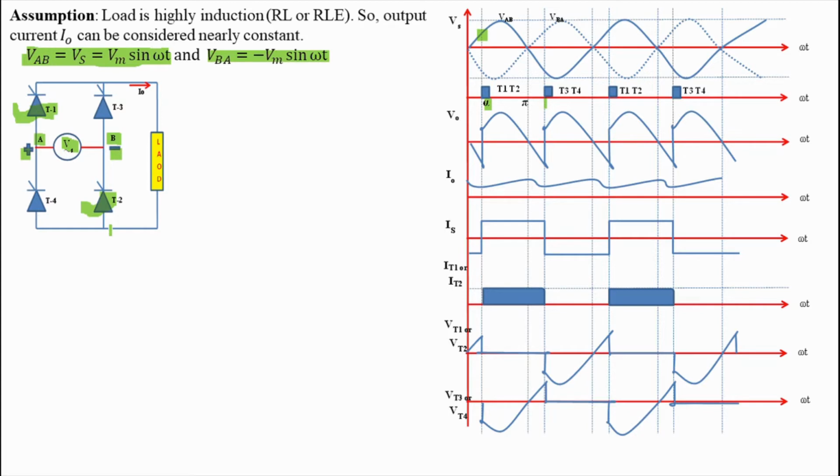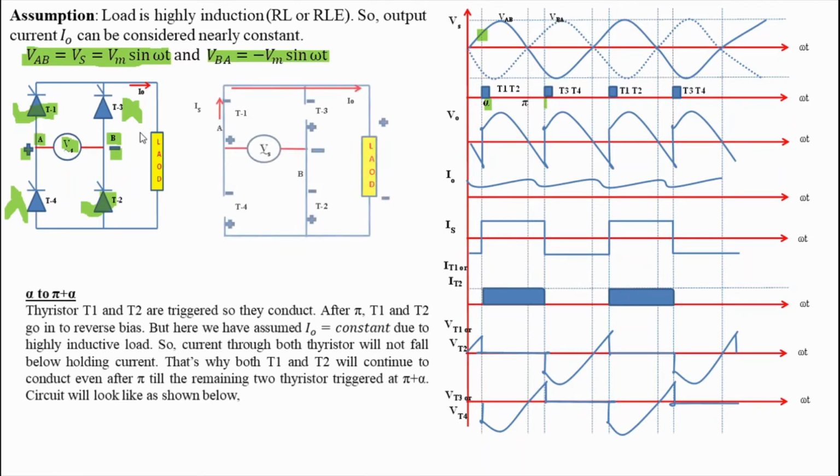As soon as T1 and T2 get turned on, immediately output current I0 gets shifted from T3, T4 to T1 and T2. So current through T3, T4 becomes 0 and they will act as open circuit. Now we can redraw the circuit like this. New path of current I0 will be like this, from Vs to T1, then to load and then to T2.